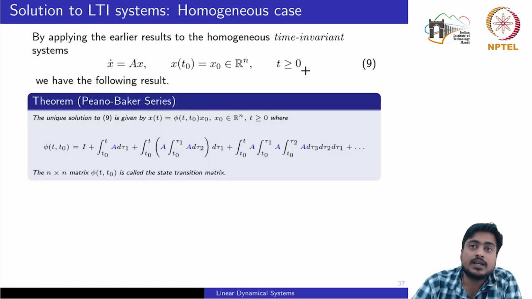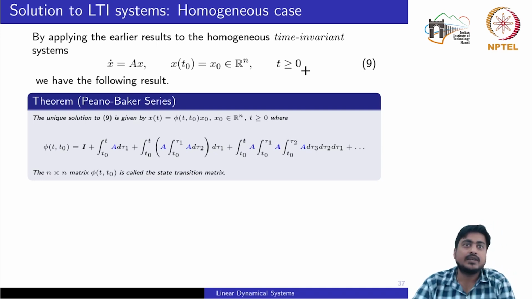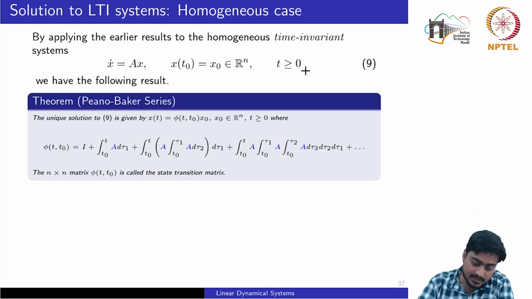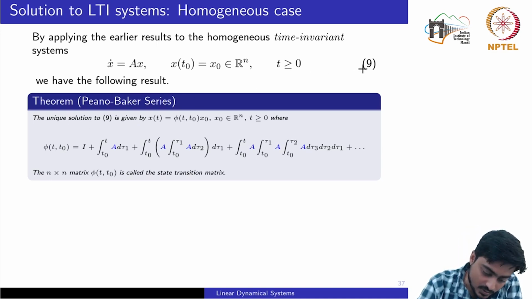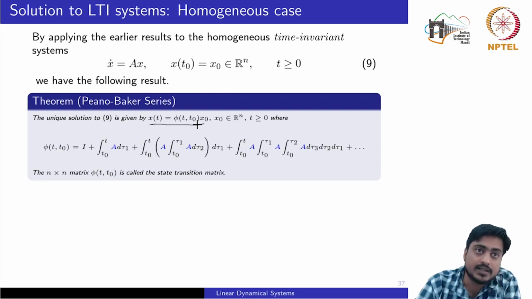So recalling the Peano-Baker series that we had introduced for the time varying case, because the time varying case is basically a generic case, the idea is that whatever solutions we had seen for the time varying case, we would specialize those solutions for the time invariant case, right? So the unique solution to this equation is given by this part, where phi(t, t0) is the state transition matrix of n times n, and in this Peano-Baker series, all these A matrices are now constant matrices.